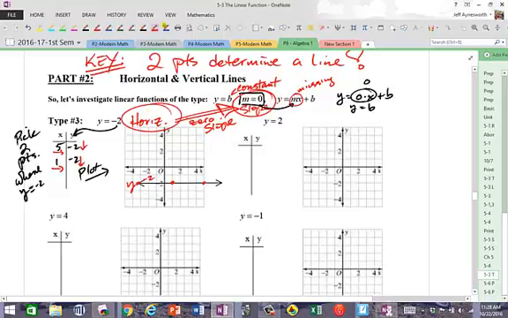Right now I want to pick 2 points where the y coordinate is 2. So how about -3, 2 and how about 4, 2? So notice that each time I let y equal 2. So let's plot these. This is left 3, up 2, and this is right 4, up 2. So I go left 3, up 2. I go right 4, up 2. And lo and behold, you connect them and you get another horizontal line.